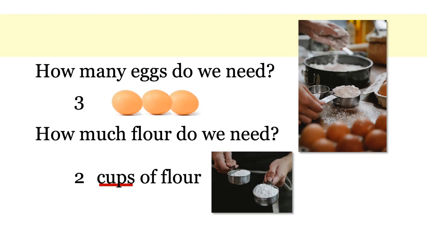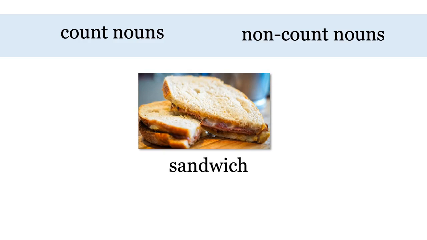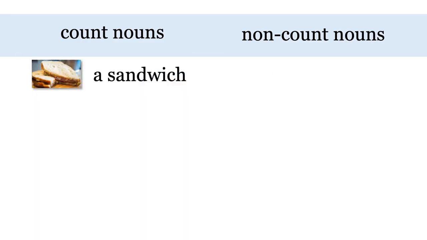Let's see if you understand. You are going to see a noun. Think, is it a count noun or a non-count noun? Remember, if you can easily count it, 1, 2, 3, it's a count noun. But if you have to put it in a container or if you have to measure it to count it, then it's a non-count noun. Okay, let's look. Sandwich. A sandwich is a count noun.